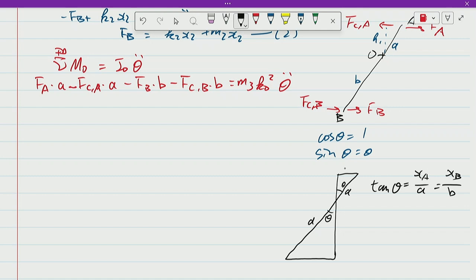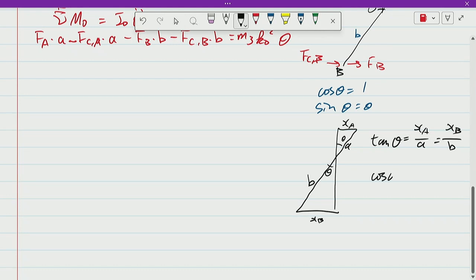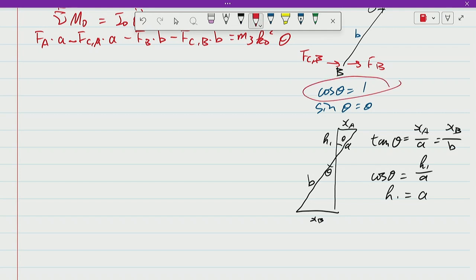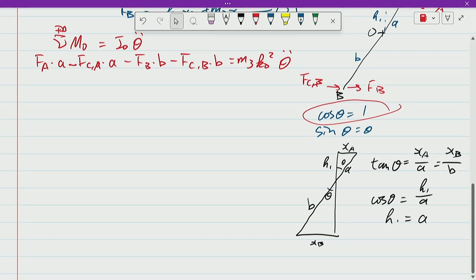Technically, this is A, that's XA, that's XB. Sorry, that should be, oops, that should be B. But if you do cosine theta for the small triangle, I'm going to call that H1. Basically giving us H1 equals A, because cosine theta equals 1. It's the beauty of a vibration problem. You can cut quite a bit of corner. Questions so far?